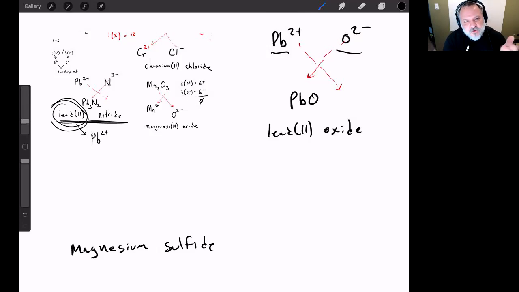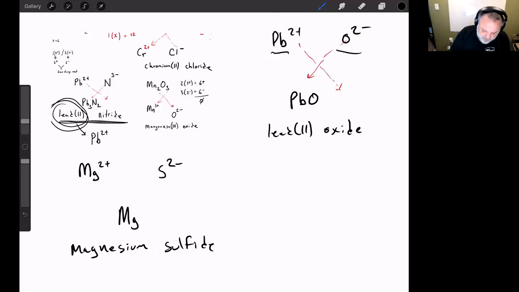So let's do this other example real quick, magnesium sulfide. So the magnesium is something that's predictable. It's Mg2+ when it's an ion, magnesium ion. Sulfide is predictable as well, S2-. So cross-down might get you to say Mg2S2, but again, that's not the lowest whole number ratio. So the formula for magnesium sulfide is just MgS.